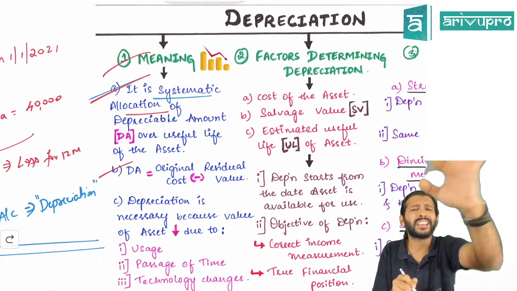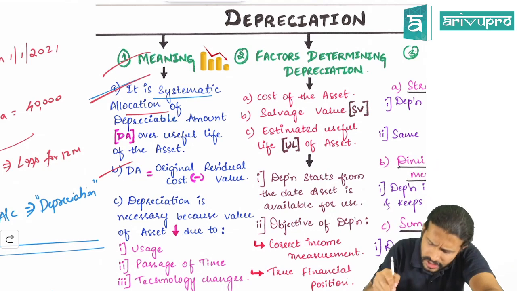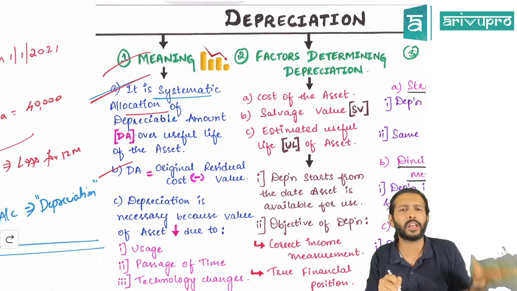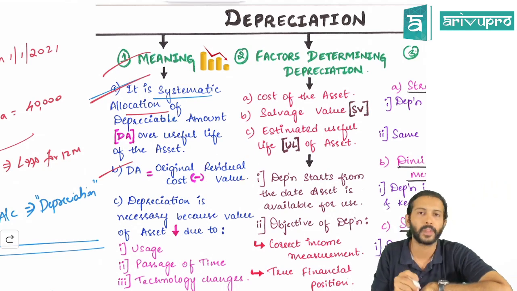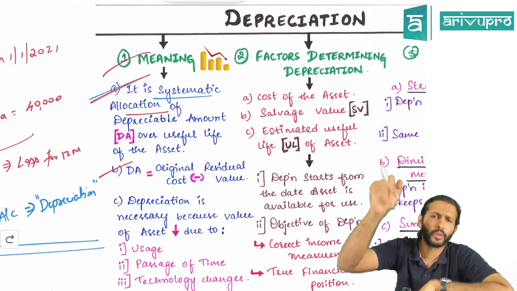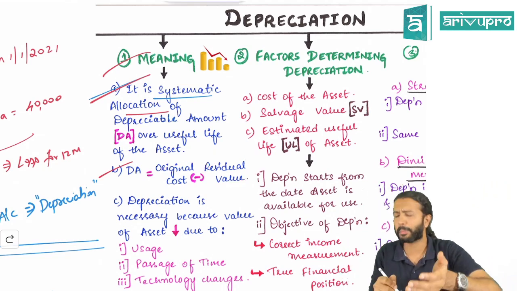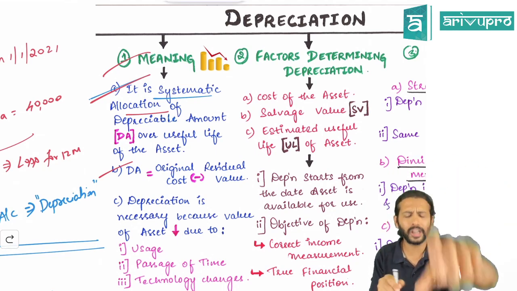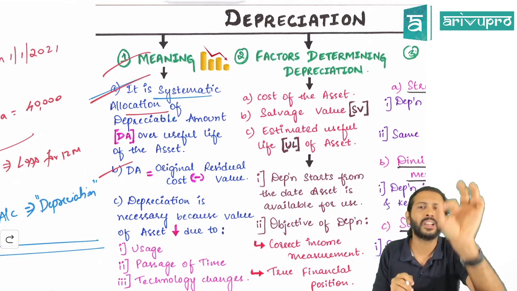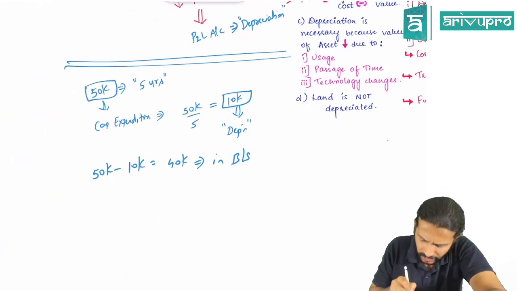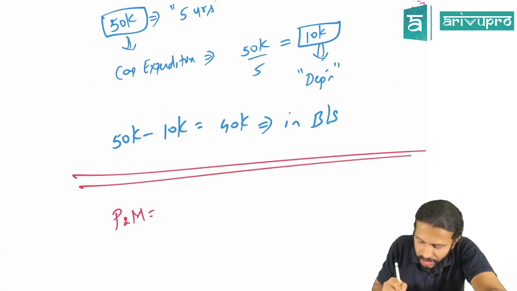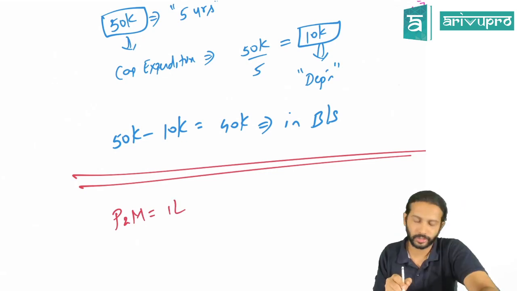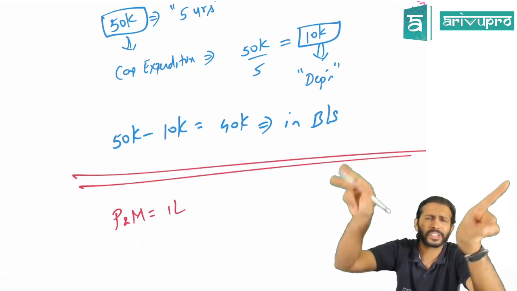DA simply means original cost minus salvage value, or scrap value, also known as residual value. From the original cost, if you deduct the salvage value, scrap value or residual value, the number you get is what we call the depreciable amount. To give you an example, let's say I purchased plant and machinery for 1 lakh rupees.